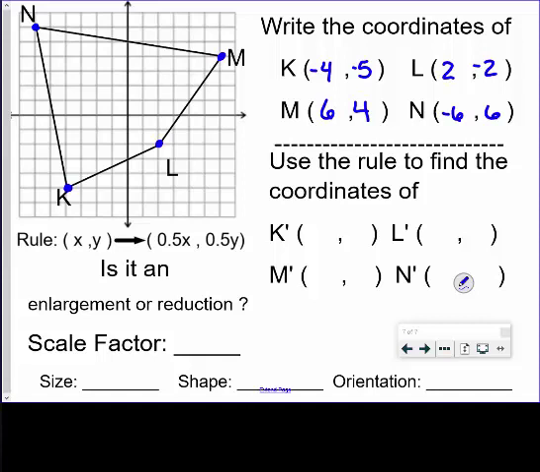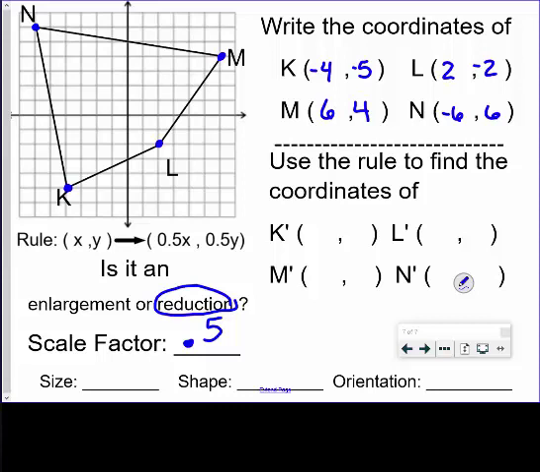What is the scale factor? 0.5. You know the scale factor is 0.5 because the rule says 0.5x, 0.5y. So will this be an enlargement or a reduction? A reduction. Why will it be a reduction? Because there's no room for it to be an enlargement. Terrible answer. 0.5 is less than 1.